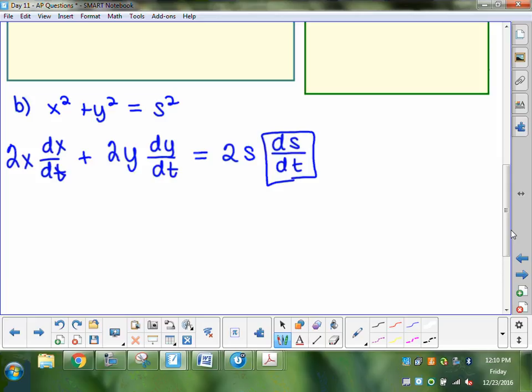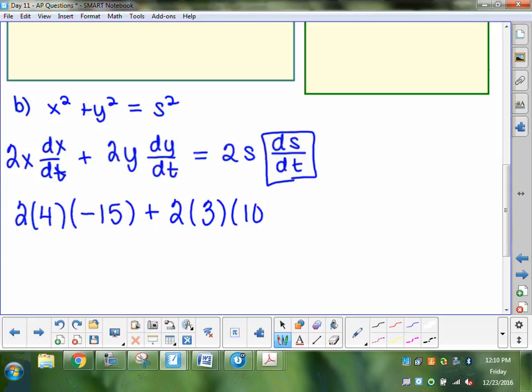So at this instant, what would my x be? 4. So, okay, 2 times 4 times, what's the dx/dt? Is the x going up and down or side to side in this picture? Side to side, so what's the dx/dt going to be? Negative 15, plus. Now what goes on the other side? Jake, what else would you fill in? Equals 2 times, what is the s value at this moment?